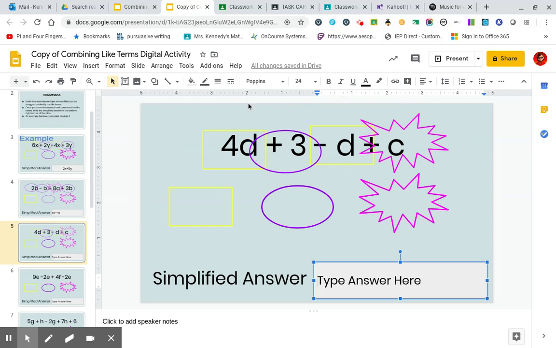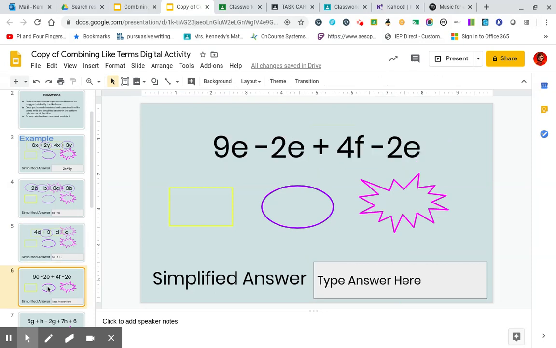So we got 4 Ds and we're taking away 1 D. So we got 3 Ds. Then we have that lonesome little 3. We can't do anything with it. It has no like term, right? You only see 1 oval. There's nothing else that matches it. So you leave it alone. And the same thing goes with the C. You leave it alone. There's nothing else there. So there's answer number 2. You're welcome. All right, here we go.